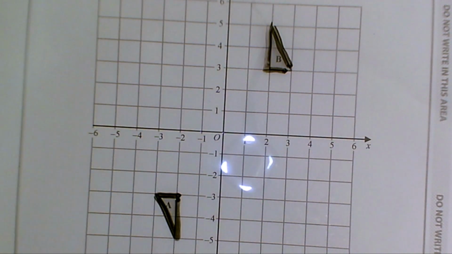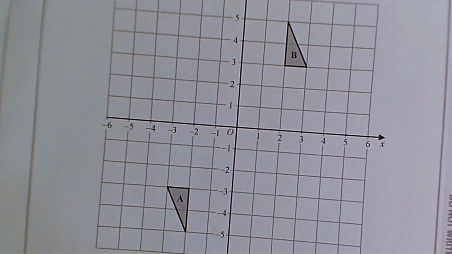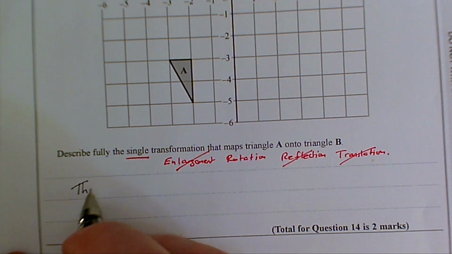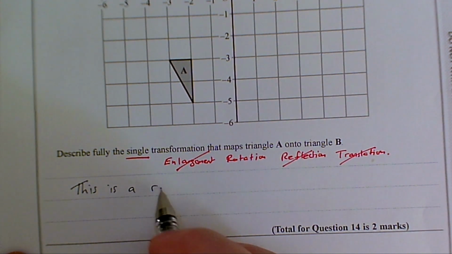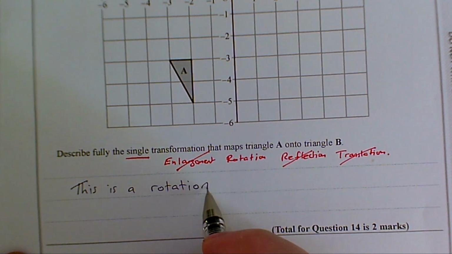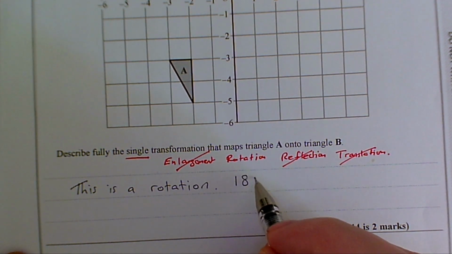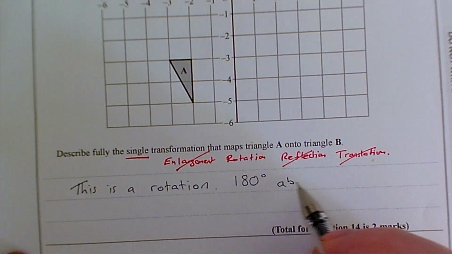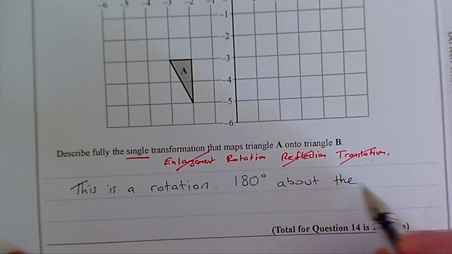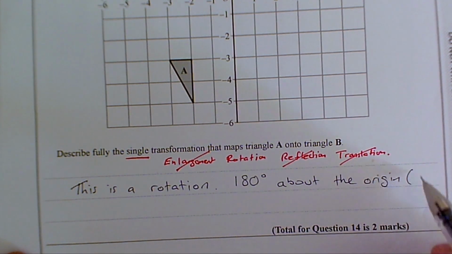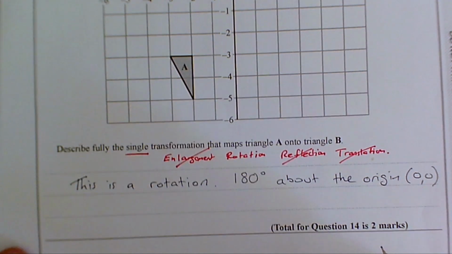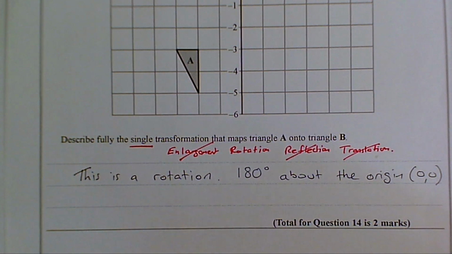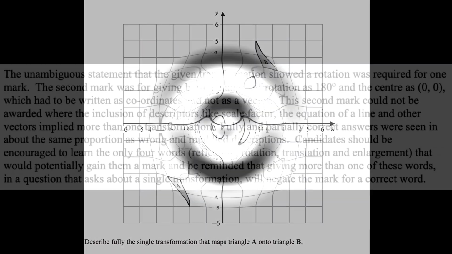So I have to write down these 3 facts now, which are quite important. It's certainly a rotation, so this is a rotation. Then we've got to say how much we rotated it round. Well, if you think you turned your piece of paper completely upside down, it's 180 degrees. And that's 180 degrees about the origin, 0, 0. Now it doesn't matter about clockwise or anti-clockwise because with 180 degrees it doesn't matter which way you go around. You're doing a half turn, so it doesn't matter which way you went round. But that's how to answer the question.